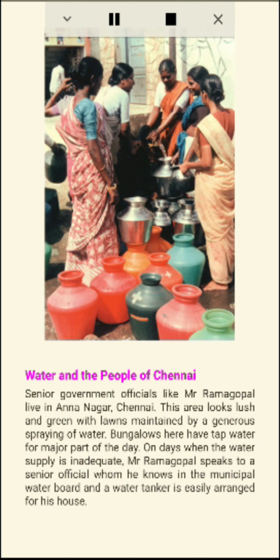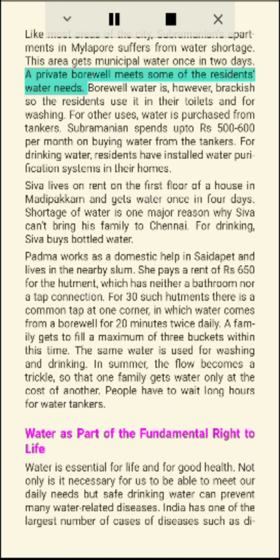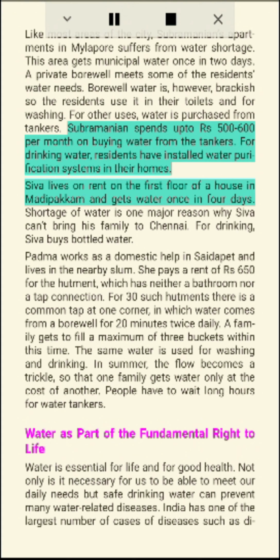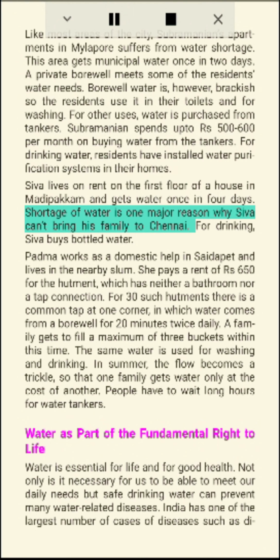Like most areas of the city, Subramanian's apartments in Mylapore suffer from water shortage. This area gets municipal water once in 2 days. A private borewell meets some of the residents' water needs. Borewell water is, however, brackish, so the residents use it in their toilets and for washing. For other uses, water is purchased from tankers. Subramanian spends up to Rs 500 to 600 per month on buying water from the tankers. For drinking water, residents have installed water purification systems in their homes.